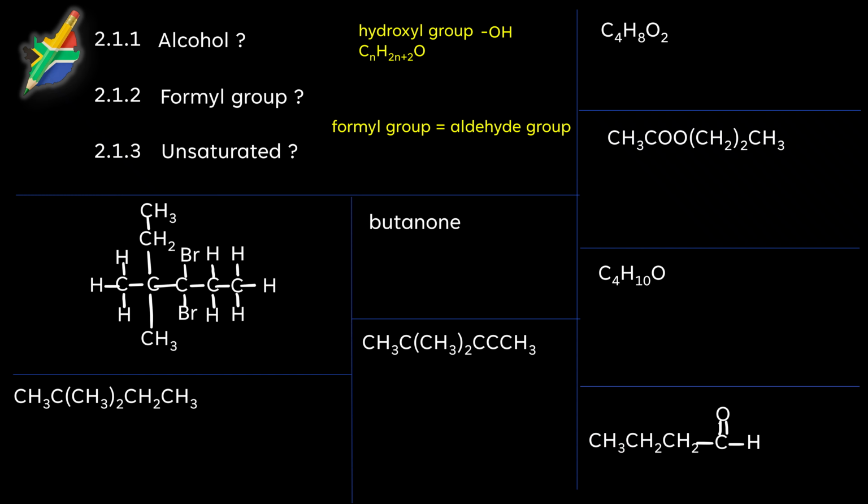Compounds that have a formyl group are known as aldehydes. They have a carbonyl group near the end of the molecule, and to this is attached a hydrogen.